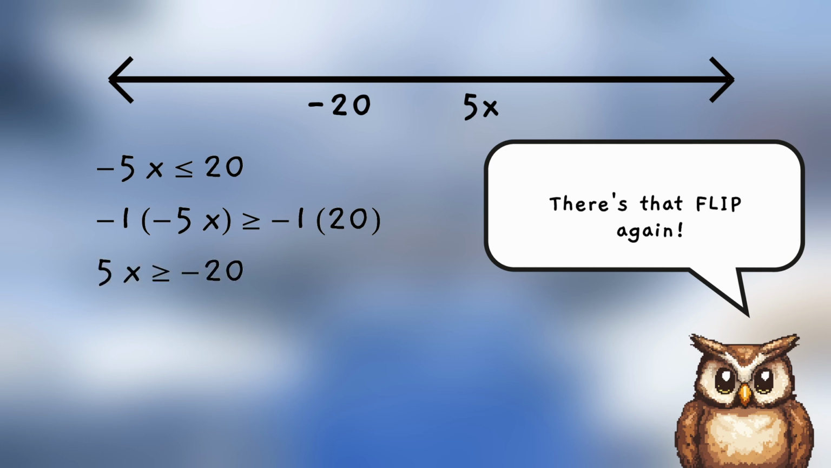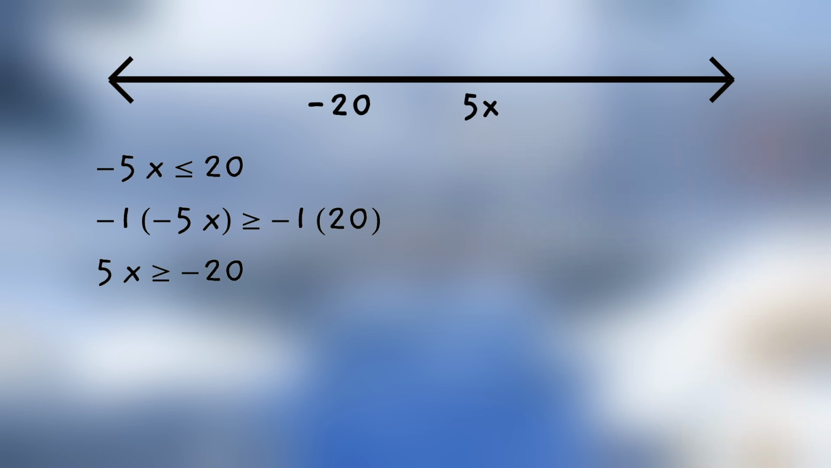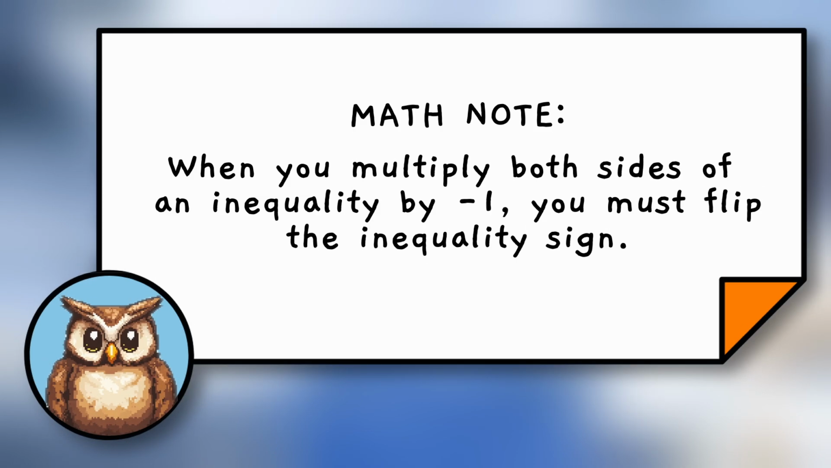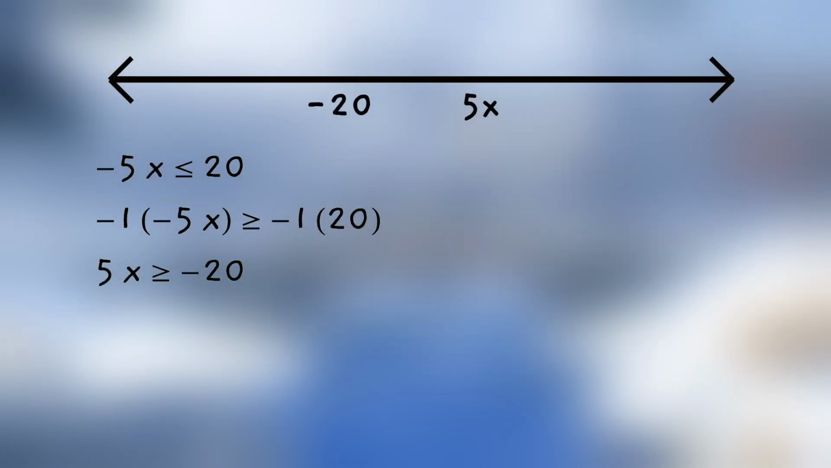So by multiplying through by -1, what we had to do was flip the inequality symbol. That's the main thing to take away here. When you multiply both sides of an inequality by -1, you have to flip the inequality symbol. Now we can solve this much like we did with the earlier problems. We could divide both sides by 5. That gives us 5x divided by 5 is greater than or equal to -20 divided by 5. Now we simplify and we're left with x is greater than or equal to -4.